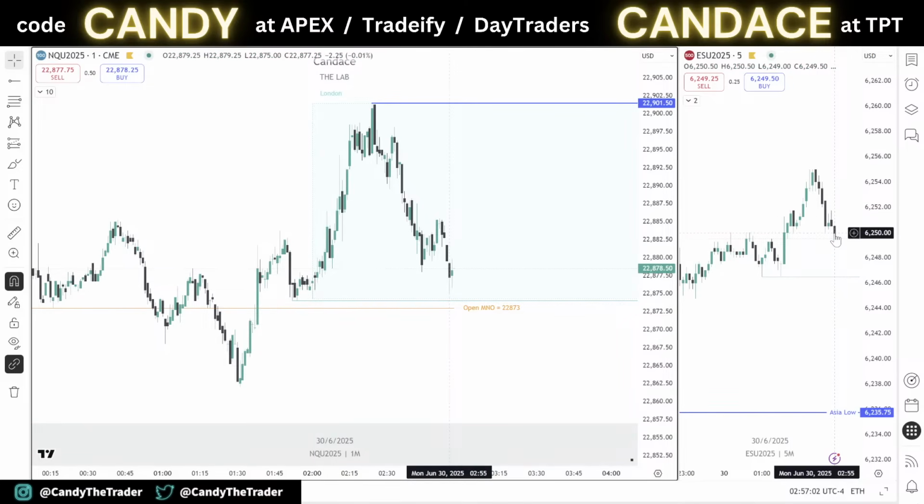So right now we got a small SMT here with ES. I'm going to see if price will be slow too.